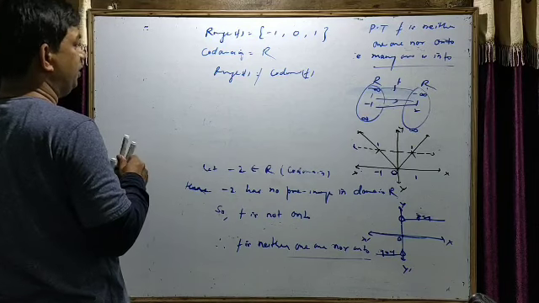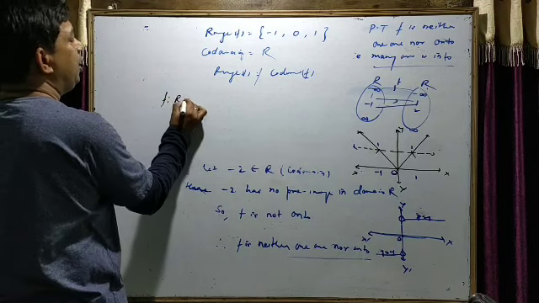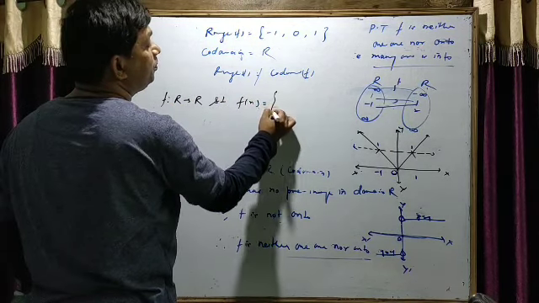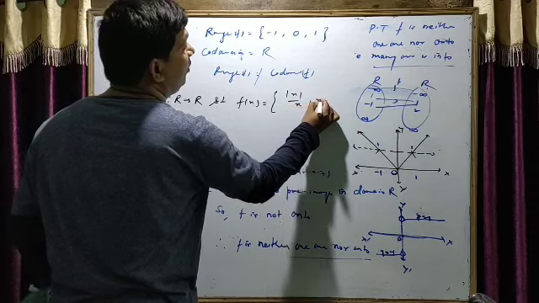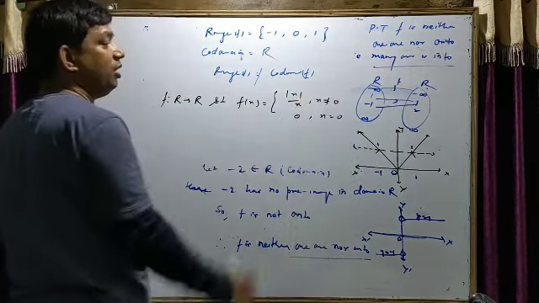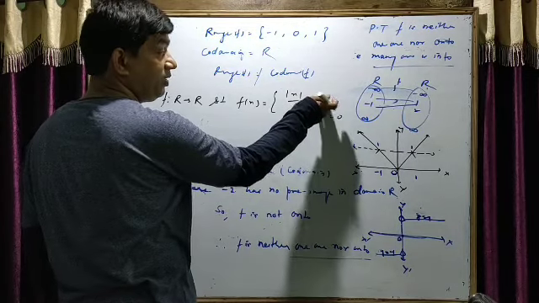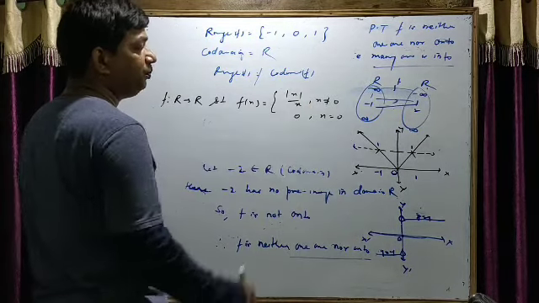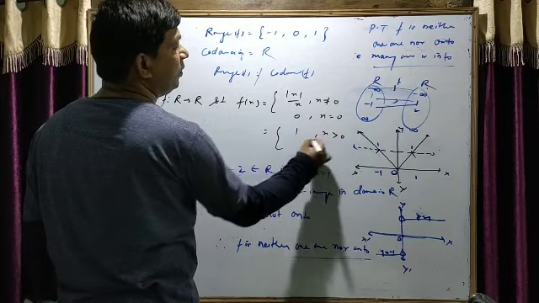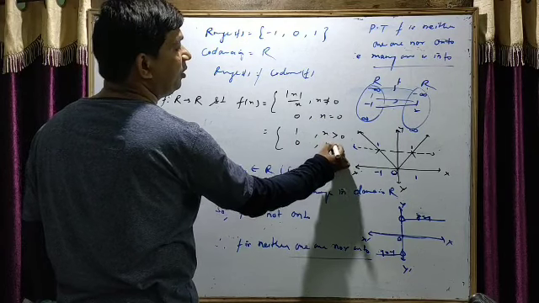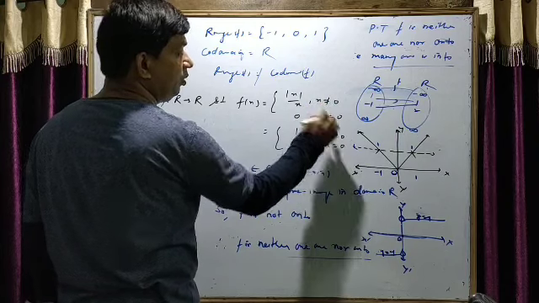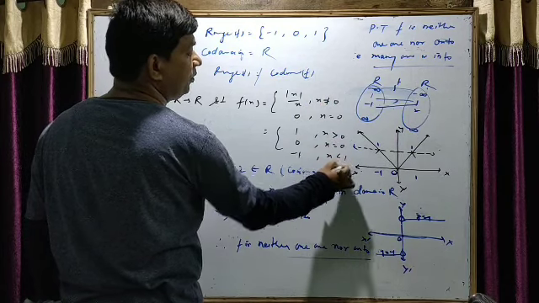Actually, the Signum function is defined in this way. f is a function from R to R such that f of x equals mod x by x when x is not 0, and 0 when x equals 0. Not 0 means here it has two conditions. Two cases will be there, greater than 0 or less than 0. So greater than 0, then it is 1, and equal to 0, then it is 0, and if it is less than 0, then it is -1.